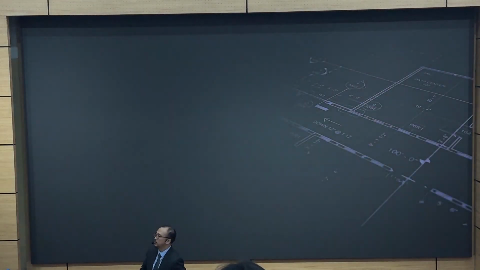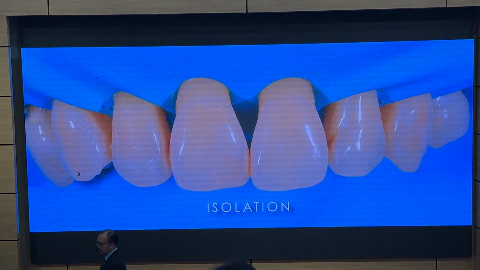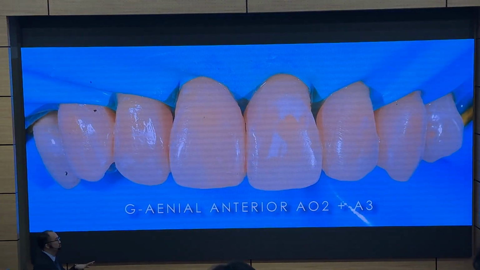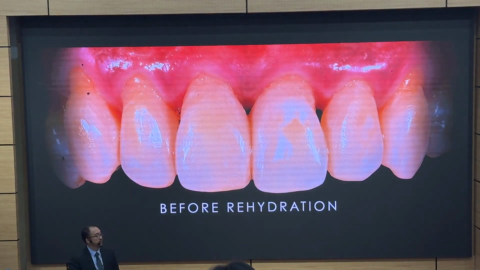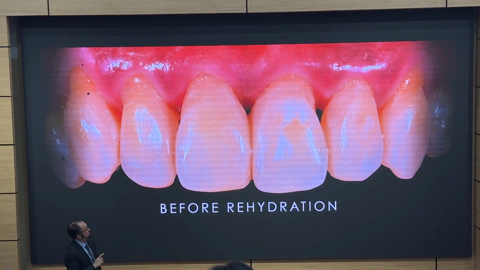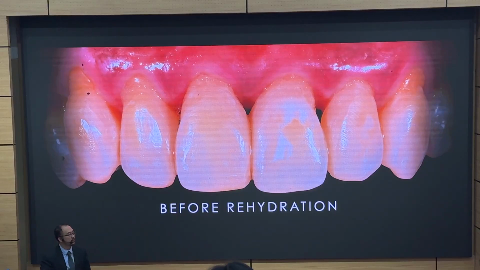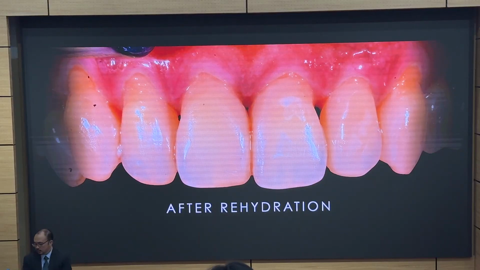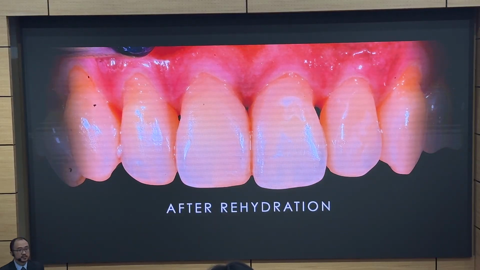Okay? Now, for this case, I isolate, rubber dam, and for this one I use 2 shades, 2 colors, 2 layers, A02 and A3. This is what it looks like before, like immediately after the filling was done. You can see the dehydration on the tooth next to it, and then if you give it around 24 to 48 hours, the dehydration reduces.